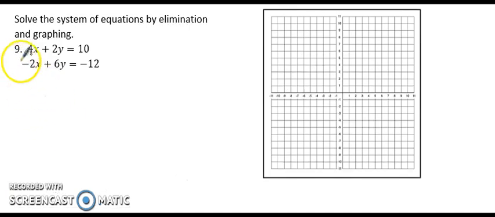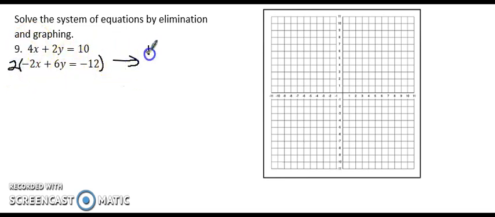Okay, so for our next question, we need to solve a system of equations by elimination and graphing. So I want to add straight down and cross off either the x term or the y term. And I can't do that right now. I need the coefficients to match with different signs in order to cross off. So I can see here that I can make a 2 into a 4 pretty easily just by multiplying this equation by a 2.